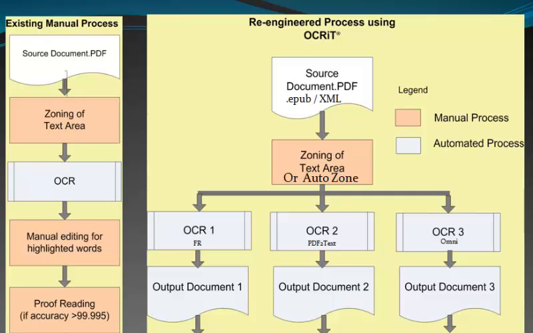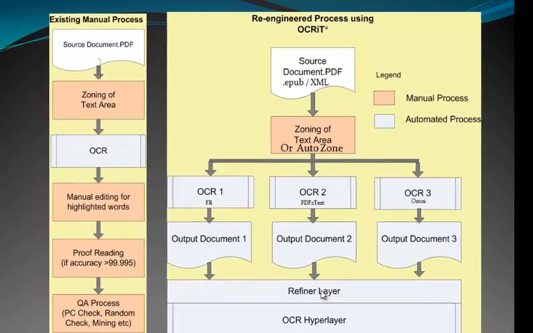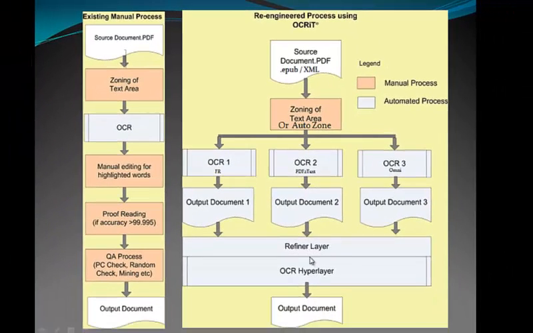So we have introduced zoning manually as well as auto zone. Then we send the zone images through 3 OCR engines. Here in our practical environment we use ABBYY FineReader, PDF to text, and OmniPage as OCR sources, and we get the output from these 3 OCR engines and we send it to the refine layer.